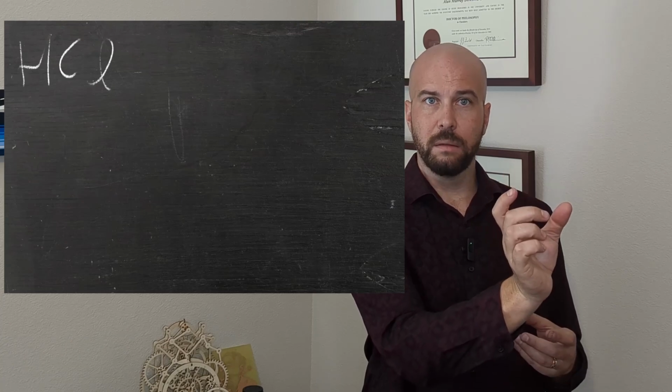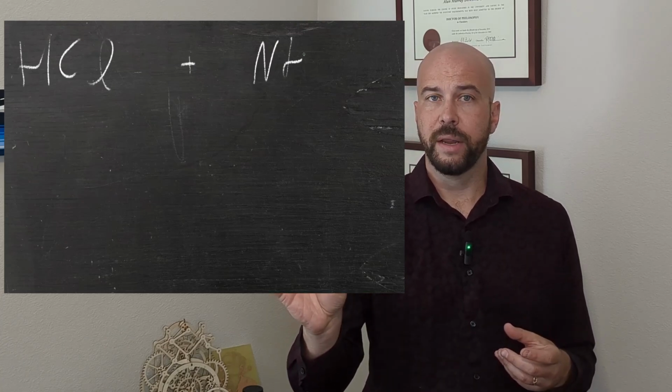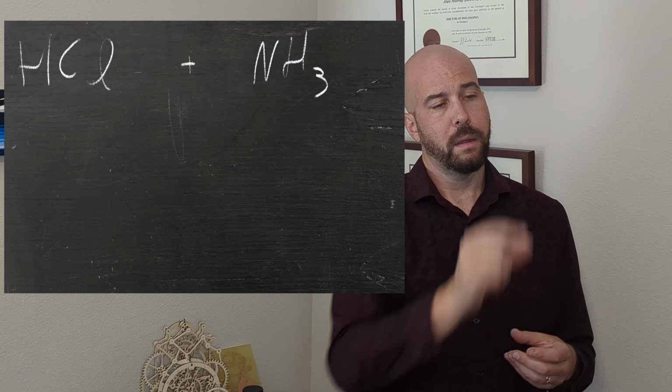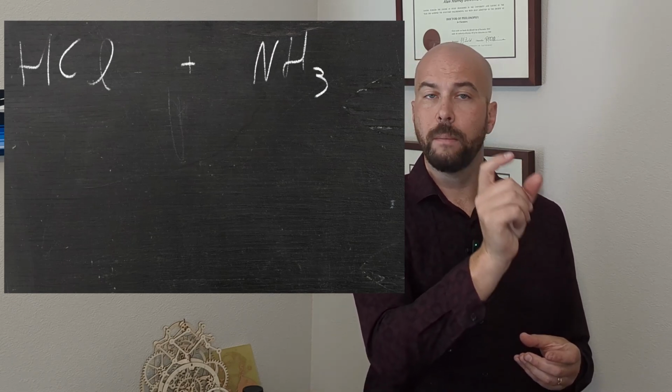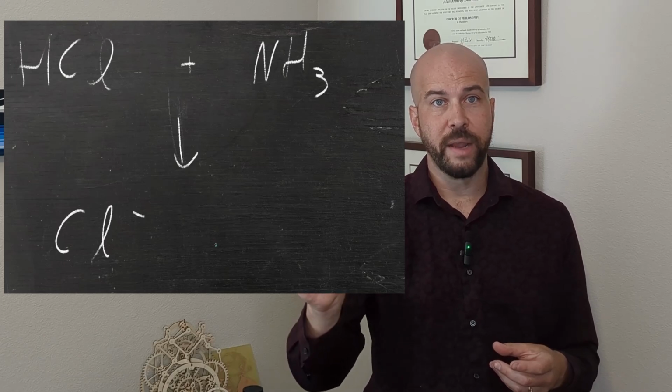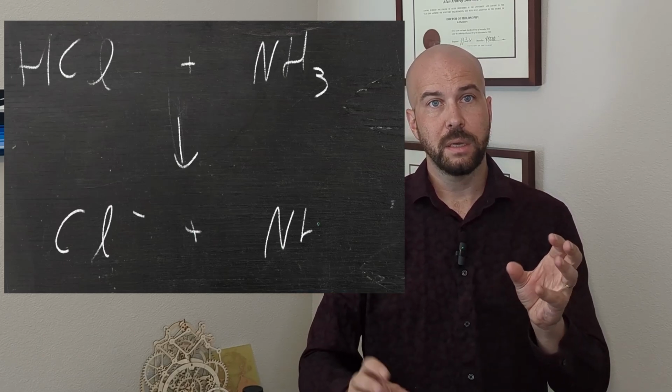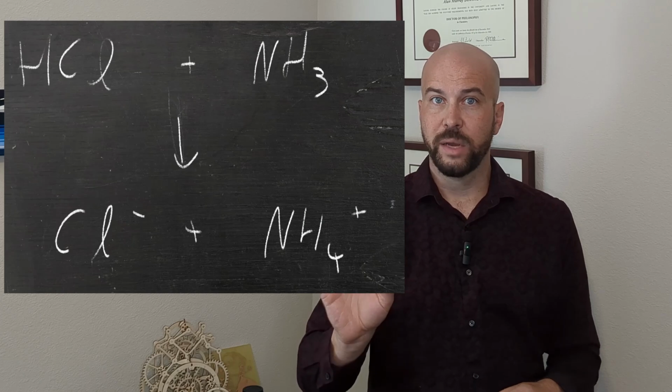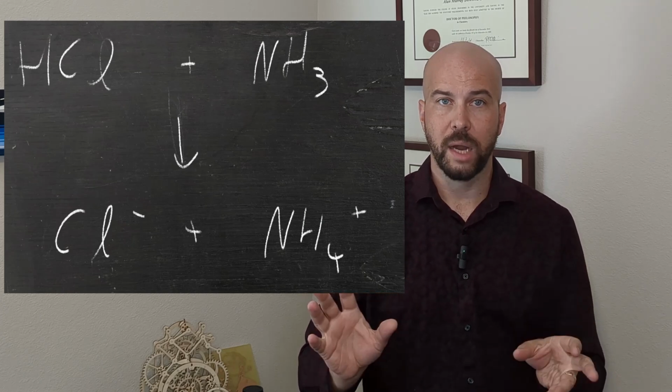We could also do this with something like hydrochloric acid, HCl, and NH3, ammonia. The proton could be donated from the HCl to the NH3, and we end up with a Cl- and an NH4+. We end up with ammonium chloride.